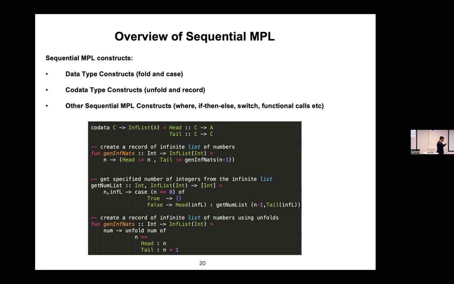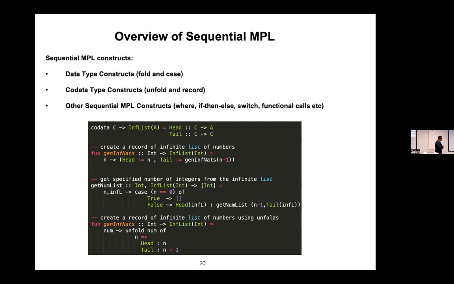In the case of constructors, the rightmost argument was C. In the case of destructors, the leftmost argument is C. And we can simply replace C with infList A to get the type of head and tail. So head has a type infList A to A, and tail has a type infList A to infList A. Head will just give you the head of the infinite list, and tail will give you everything but the head of the infinite list.